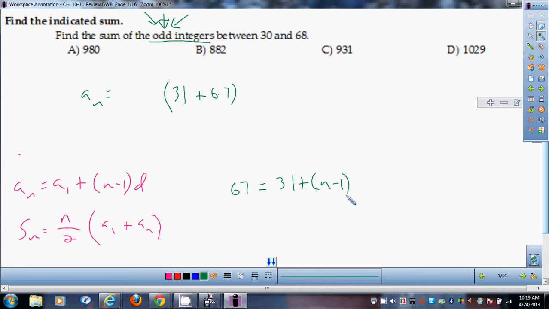What are we going up by every time? 2. Odd integers, 1, 3, 5, 7, etc. We're going up by 2 every time. So we're solving for n. So subtract the 31. Distribute the 2. Add the 2. Ryan, what's n?